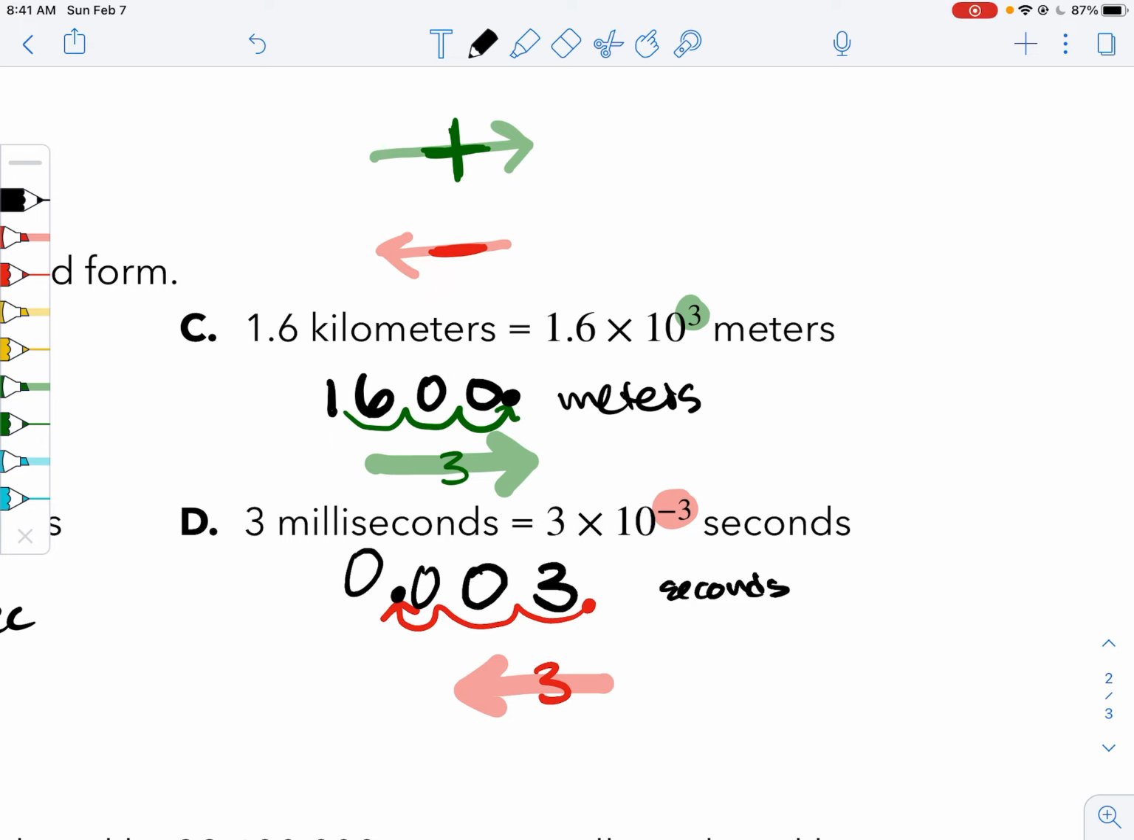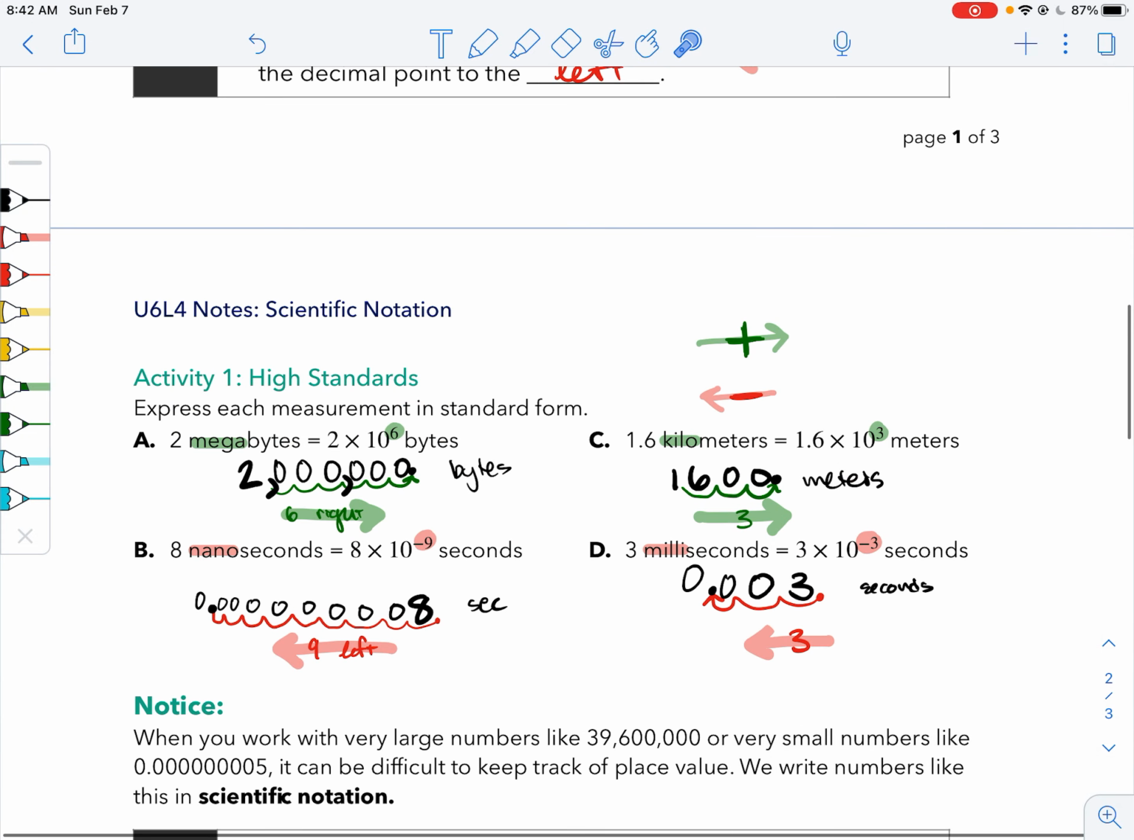So a millisecond is 1,000th of a second. Also, a kilometer is 1,000 meters. That's why they're both 10 cubed, because thousands. Isn't that great? Well, why is this helpful?